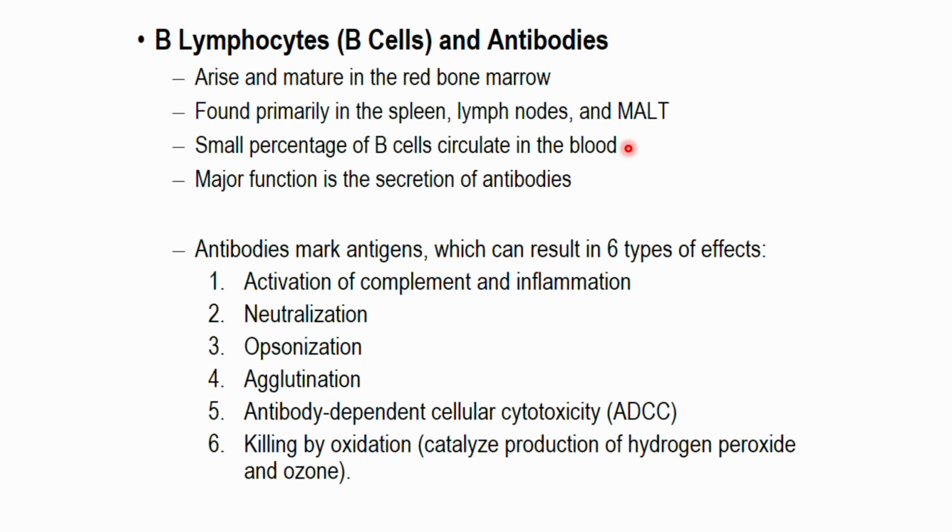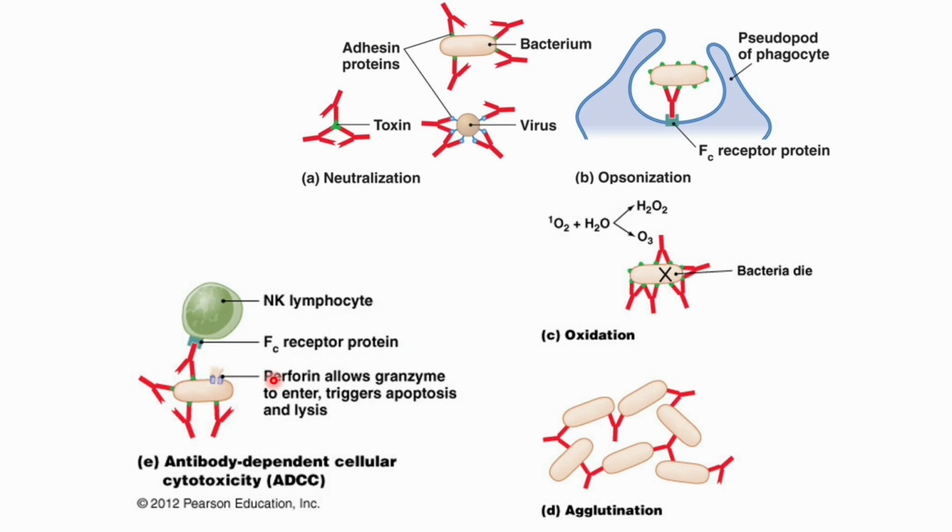The primary function of a B cell is to secrete antibodies. So what do antibodies do? The six ways are now on this slide right here. What we're looking at are these red representations of antibodies. If you ever need to draw an antibody, draw a Y, and that works quite well. Antibodies work in a variety of ways. One way is that they neutralize the invader.